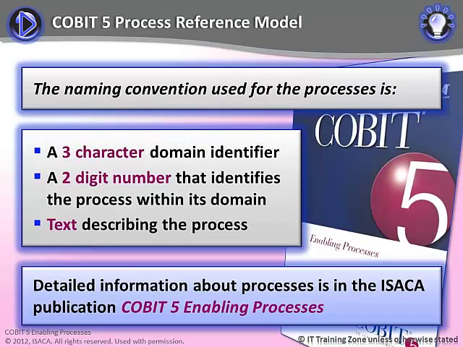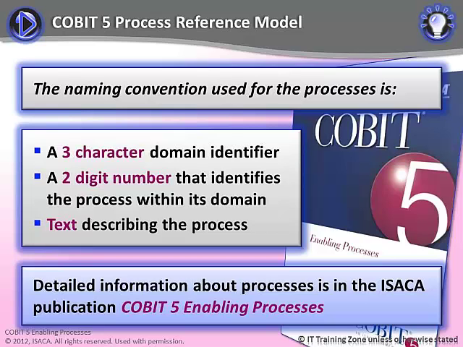The details of individual processes are not within the scope of this course, but you do need to know the names of the processes and the domain they sit in. The naming convention used for the processes is a 3-character domain identifier, a 2-digit number that identifies the process within its domain, and text describing the process. For example, BAI09 Manage Assets.